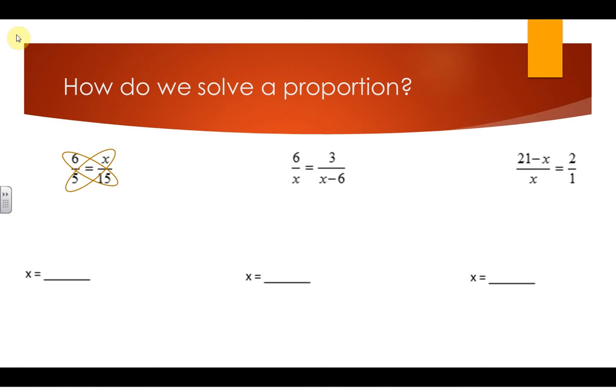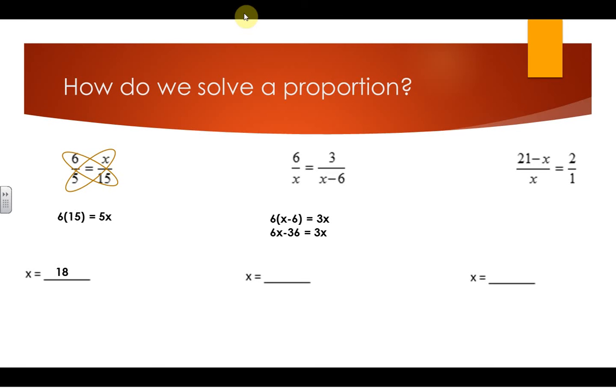So this is where you cross multiply. Anytime you have two fractions set equal to one another, not multiplied by, but set equal to one another, you cross multiply. So we do 5 times x and we do 6 times 15. From here we solve and we get 18. I know that you guys are capable of solving.